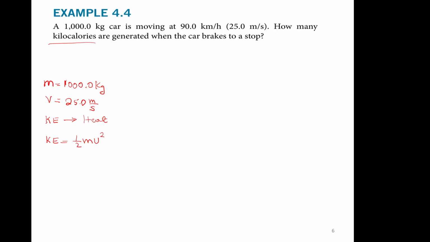We had kilograms and meters per second, so the units are consistent, no problem. Now we will calculate the kinetic energy. The mass is 1000 kilograms and the speed is 25.0 meters per second, and here we need to square the velocity.